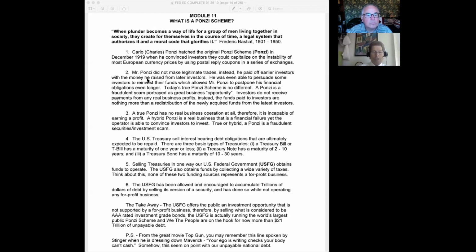Ponzi, Carlo or Charles Ponzi, in December, he convinced investors to invest in his new, I'll call it a scheme. They were dealing with European currency prices. And stamps, wasn't it? Reply coupons. Yeah. Well, he may have done a few trades initially, but eventually he did no business at all. He just got people to believe in what he was doing, and they kept bringing the money in. He kept spending it. He kept paying the old investors with the new investors' money. But the upshot is he had no legitimate, real, for-profit business operation.